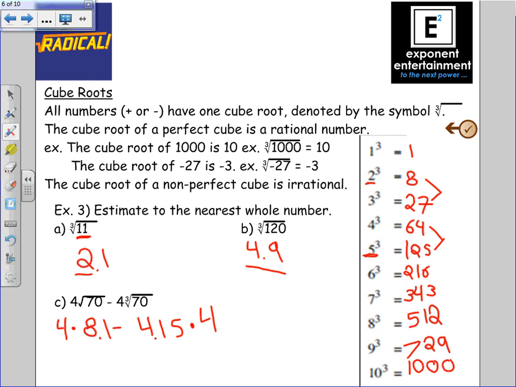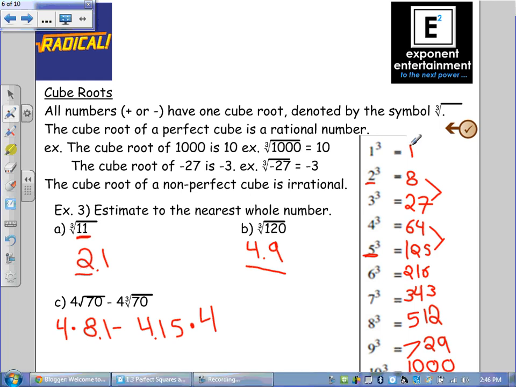$15.8. Who agrees? 16? Because your estimations are going to be just close, right? 16, 15.8. Very, very close. Comes down to your estimations. So if we did 15.8, it would round to the nearest whole number of 16.